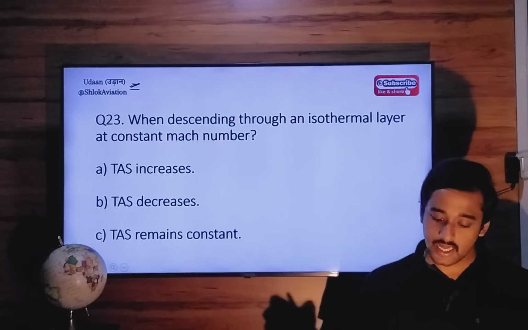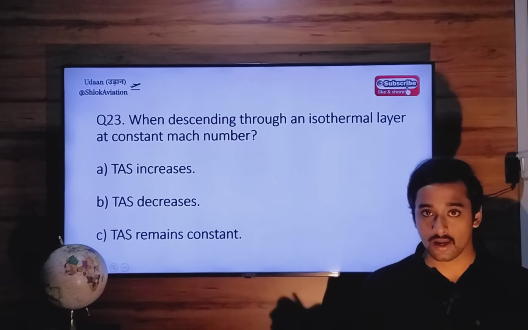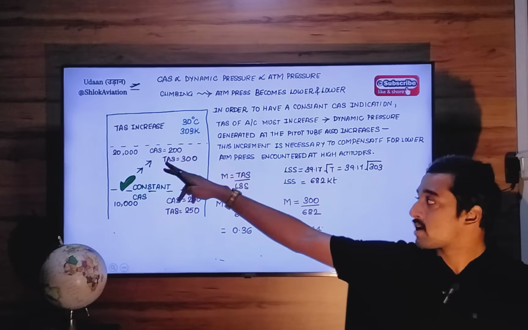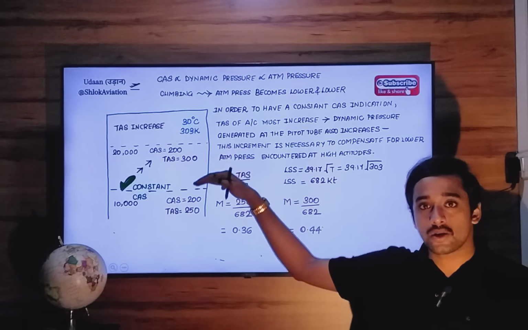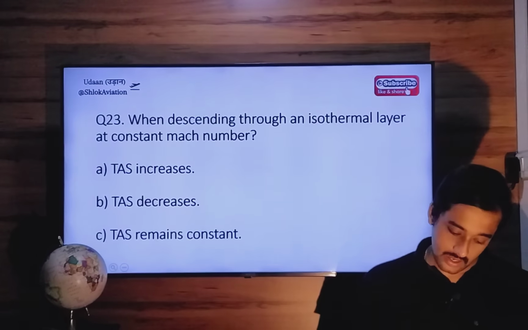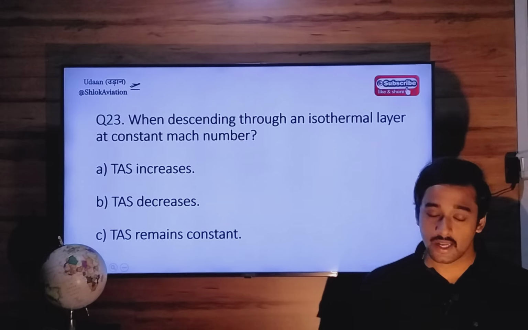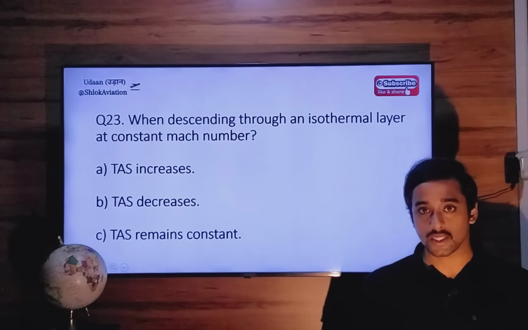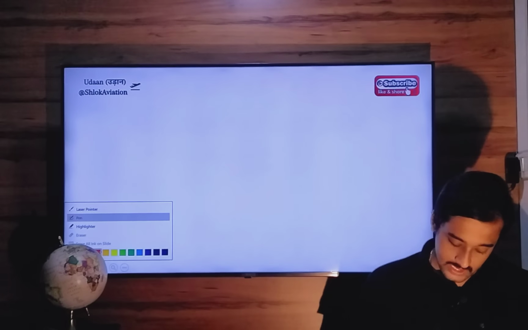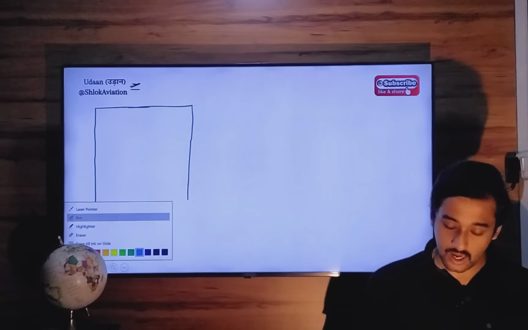Next, when descending through an isothermal layer at constant Mach number. Now the same isothermal layer, but instead of climbing, you're descending. So you're descending from, let's say, 20,000 feet to a new altitude of 10,000 feet at constant Mach number. What will happen to true airspeed? True airspeed should increase, it should decrease, or it should remain constant. So let's say this is that isothermal layer. You're descending from an altitude of 20,000 feet.